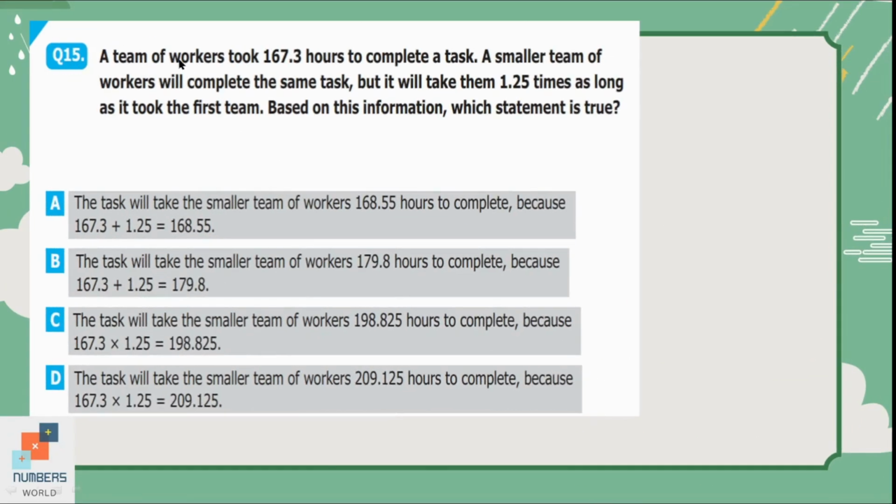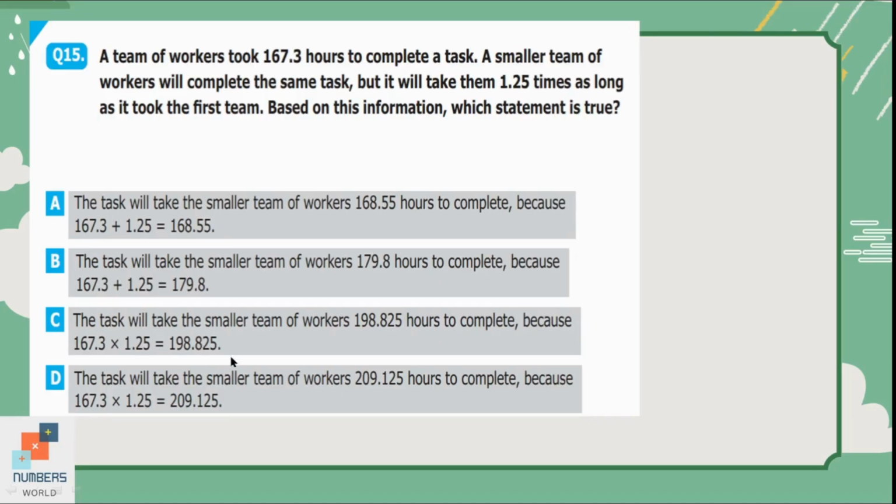Question number 15. A team of workers took 167.3 hours to complete a task. A smaller team of workers will complete the same task, but it will take them 1.25 times as long as it took the first team. Based on this information, which statement is true?